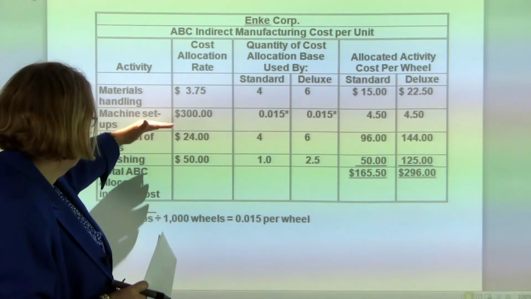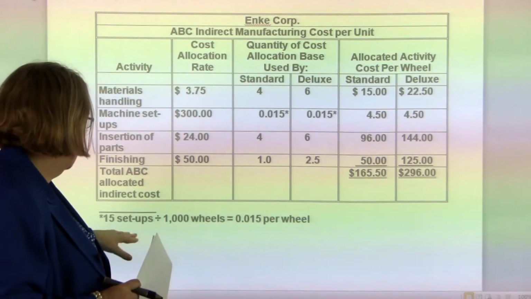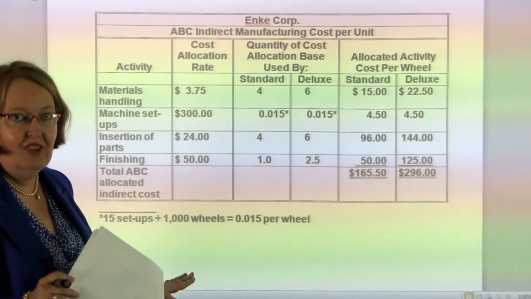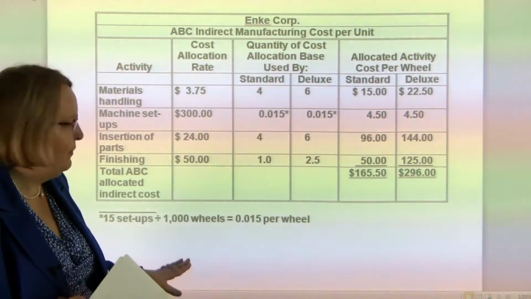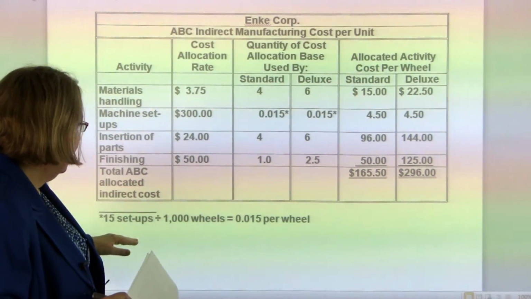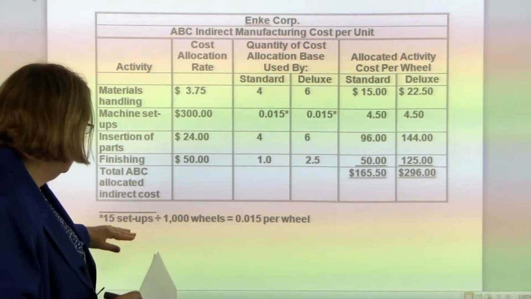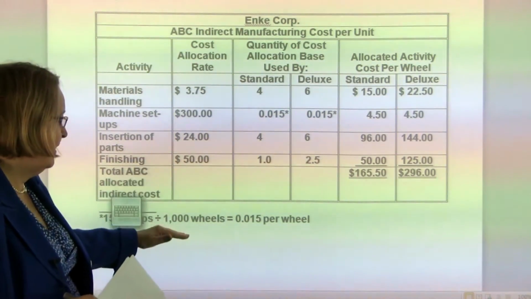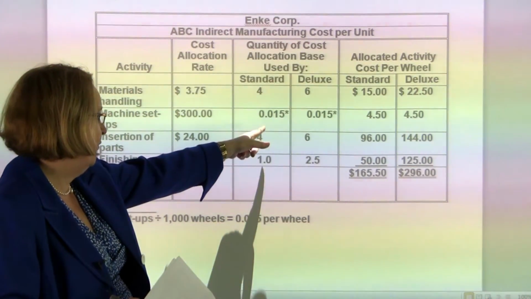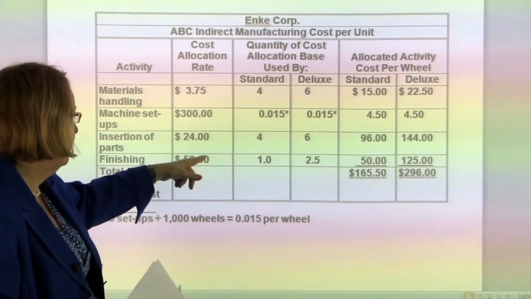Here, the machine setups, so we need to get this down to a per wheel basis. So we know we have 15 setups in total for each wheel, so you're given that in the table in the problem. So what we want to do is it's 15 setups, 1,000 wheels, but we need to know how much per wheel. So we're doing 15 divided by 1,000, 0.015 per wheel. So that's where that's coming from. So 300 times your 0.015, 4.50 for each one.